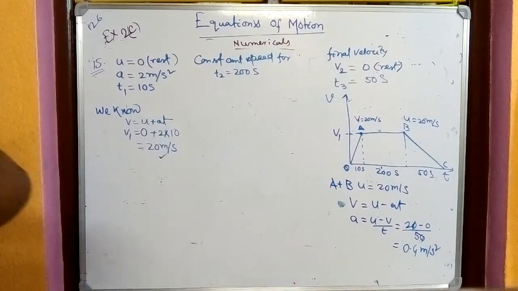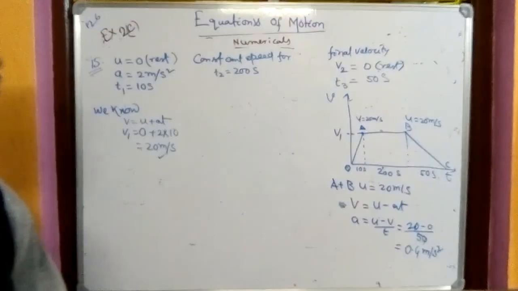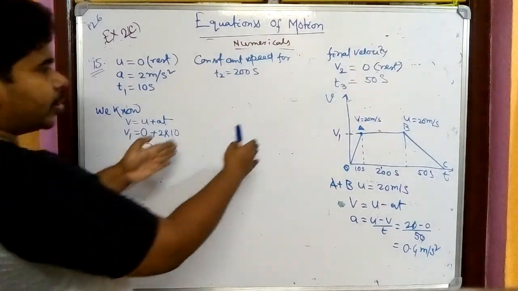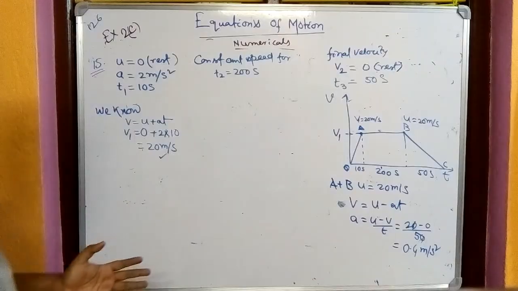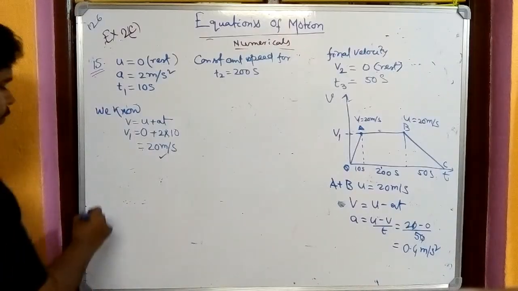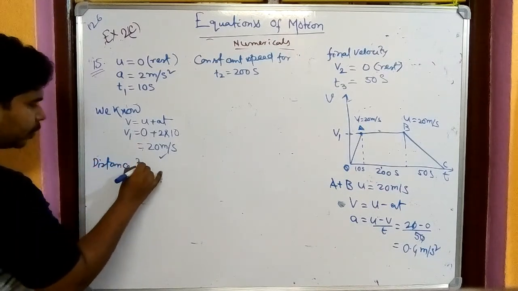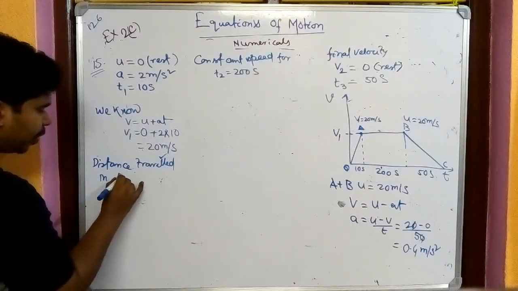Next, total distance traveled. Total distance traveled means in the whole path how much distance it travels. So we will find separately the distance traveled in the first part, the distance traveled in the second part, the distance traveled in the third part, and then we have to add them. So let's come to the distance traveled in the first part.